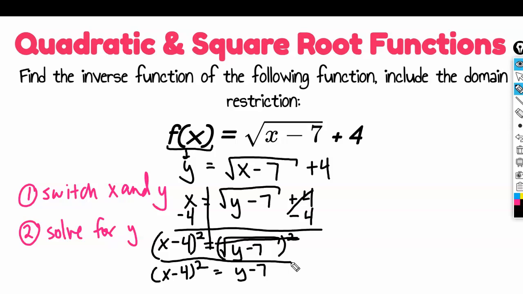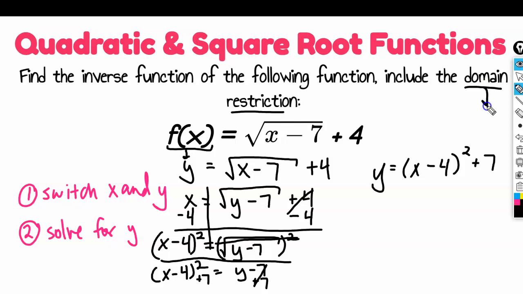Then, finally, all I have left is that minus 7. So what am I going to do? Add 7 on both sides. Opposite of minus is plus. So I've got my final answer. y equals x minus 4 squared plus 7. Now, this is not actually my final answer because here it says to include the domain restriction, which means tell me which part of the graph I'm looking at.